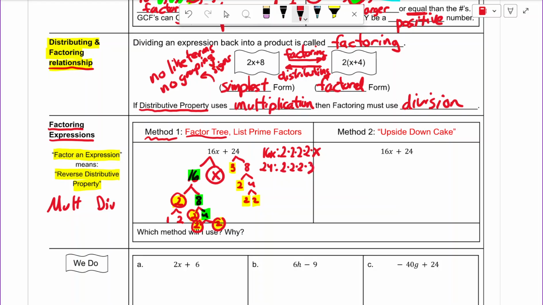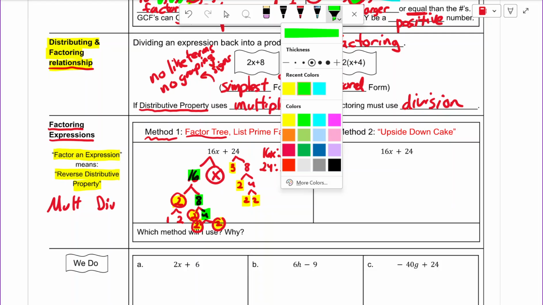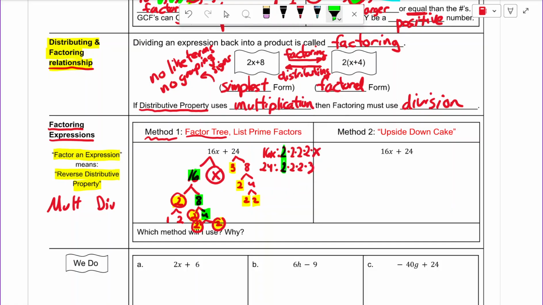And then I'll do a highlighter. I am going to find the ones that they have in common. The ones that they have in common are these 2's, these 2's, these 2's, and they have nothing else in common. So what you do is you take your common ones and you just go 2 times 2 times 2, and that is equal to 8. So 8 is your GCF of 16x and 24.